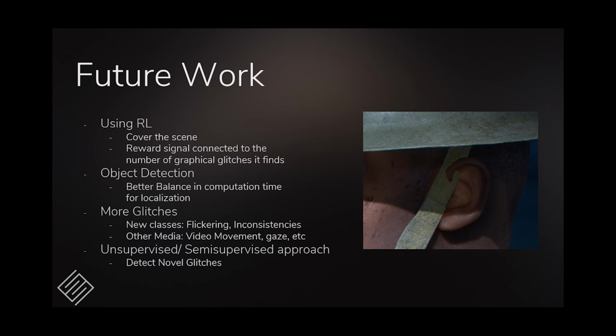Our current model doesn't use location information. Being able to extract location could probably greatly improve the performance of the test. We might also use sequences of frames to find flickering and other animation glitches. Last, we also explore how to find other classes of glitches using unsupervised and semi-supervised anomaly detection approaches.